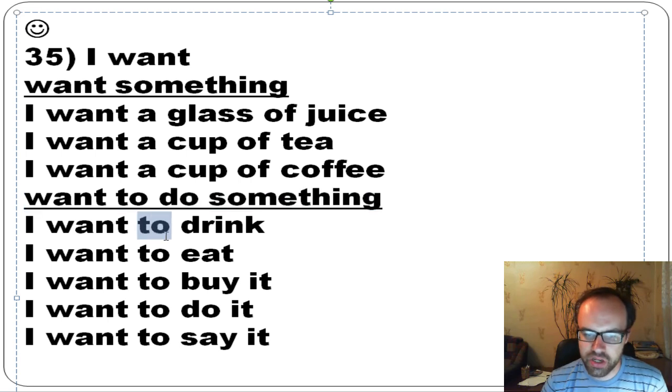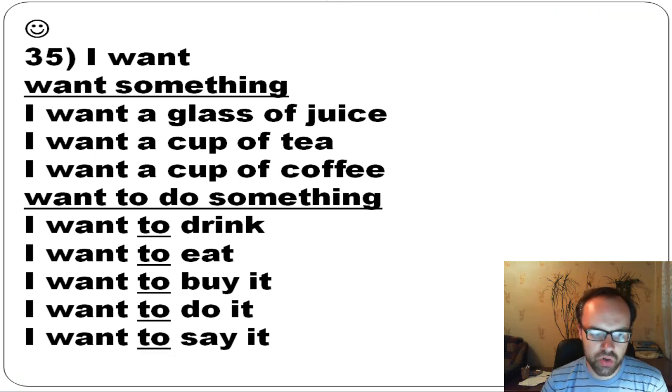Please don't forget to use to, okay? So I want to drink, to, I want to eat, to, yeah? I want to buy it, to, yeah? So I want to do it, to, and I want to say it. It's very important to use to after want and before a verb.